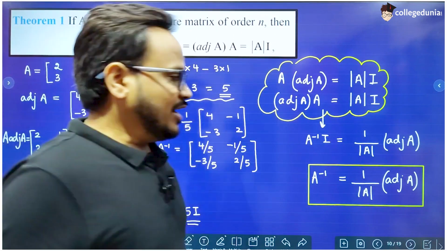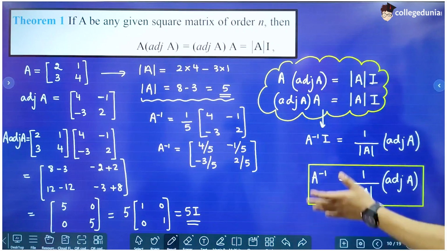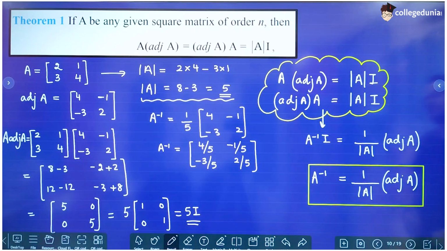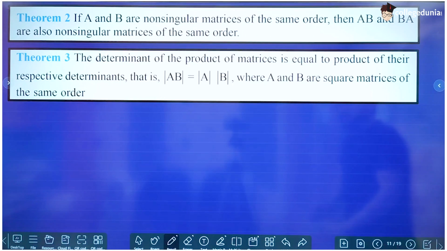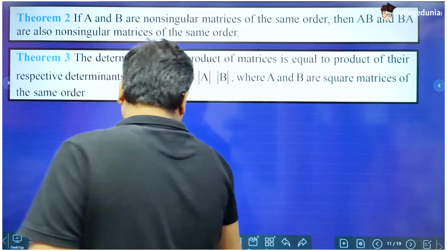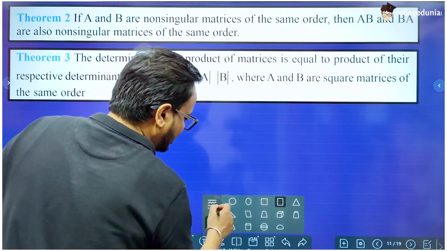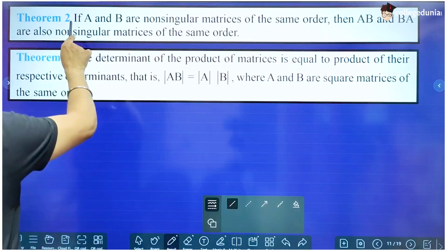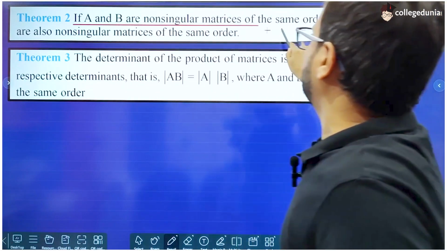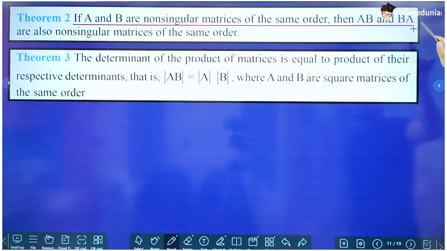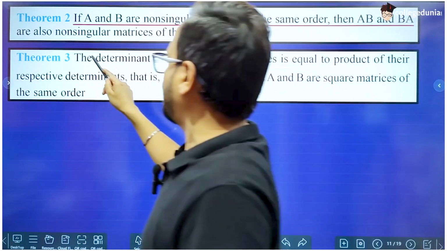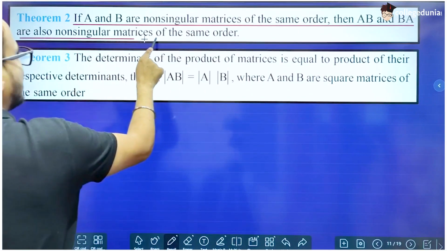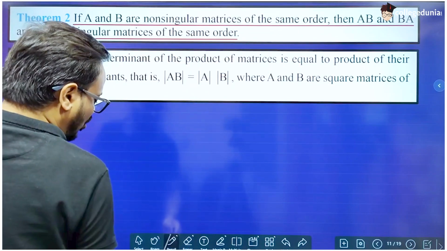So this is how we can find the inverse of a 2 by 2 matrix or 3 by 3 matrix. Let's find the adjoint and inverse of a 3 by 3 matrix. But okay, let's see some other theorems first, and then we will find the adjoint and inverse of 3 by 3 matrices. If A and B are non-singular matrices of the same order, then AB and BA are also non-singular matrices of the same order.